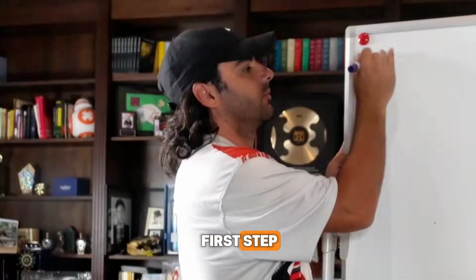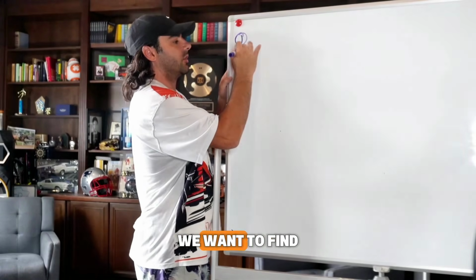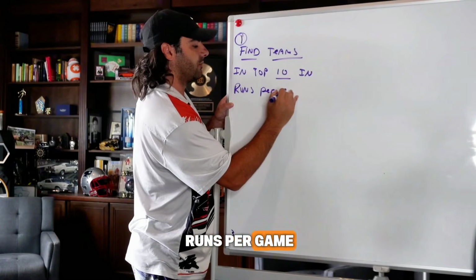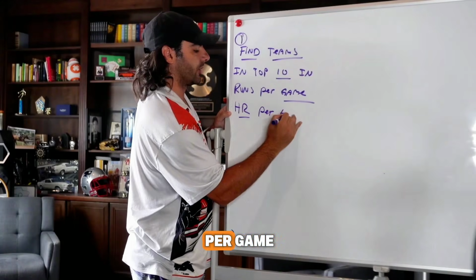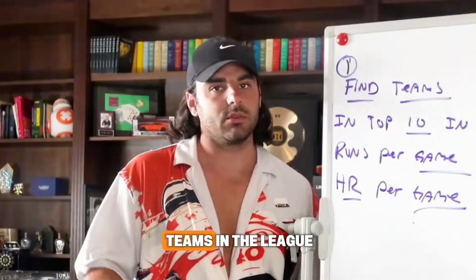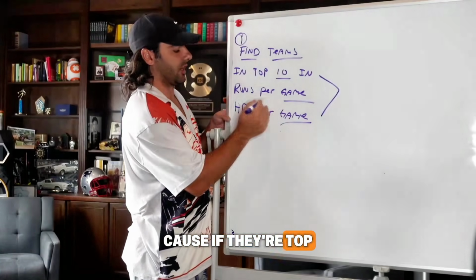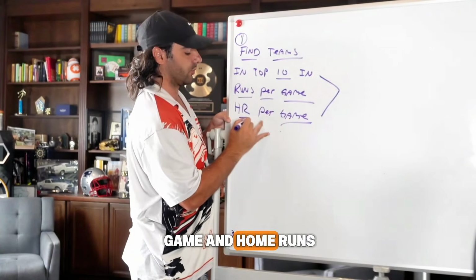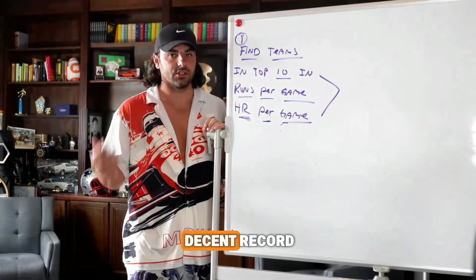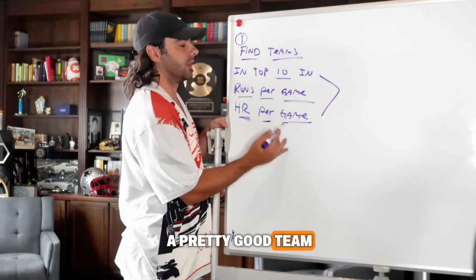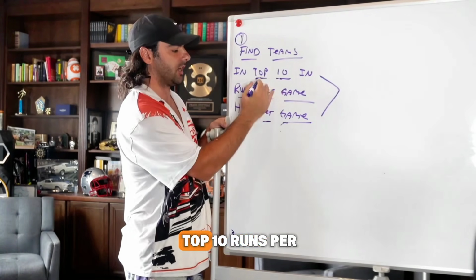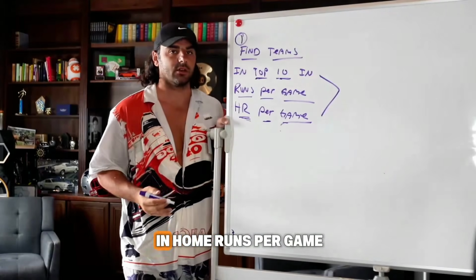Let's get to our first step. Step 1 is we want to find teams in the top 10 in runs per game and also home runs per game. So essentially, you're looking for some of the best teams in the league. If they're top 10 in runs per game and home runs per game, then they put up numbers, and for sure they should have a decent record. They should be a pretty good team. So we need these 2 filters to line up though. They have to be top 10 in runs per game and top 10 in home runs per game.